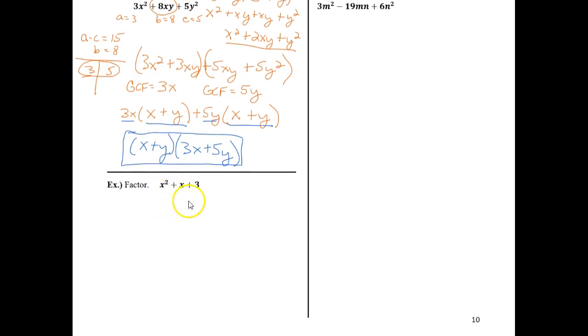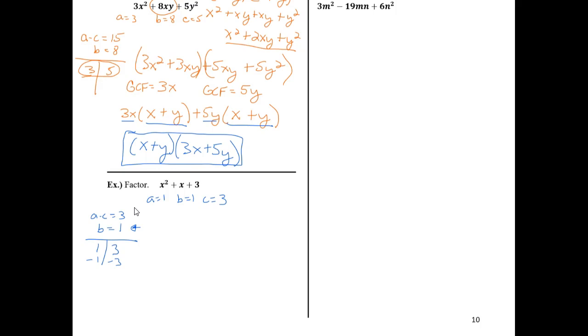One more here. This one, I look for GCF first. I don't see anything. Second, I identify my A, B, and C. A is 1, B is 1, C is 3. I want factors of A times C, so A times C is 3, that add up to 1. The only thing that multiplies to give me 3 is 1 and 3, and I notice that there's no way for me to get 1. I can't add these two and get 1. Even if they were both negative, there's no way for me to add up to positive 1.